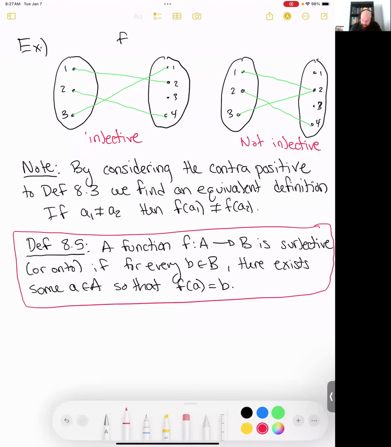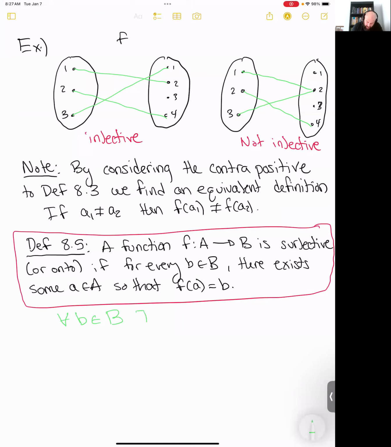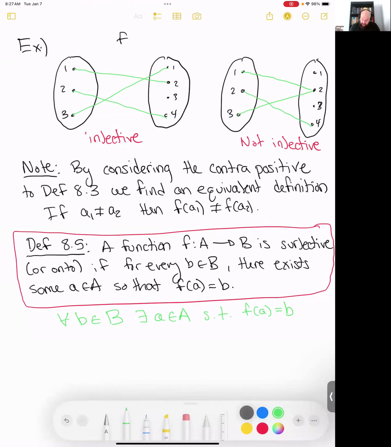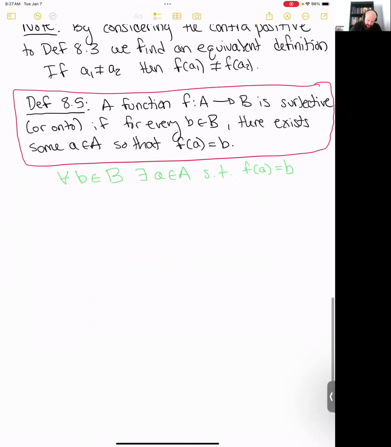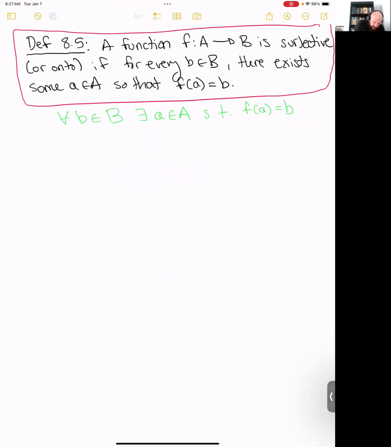And again, in this more quantified way, I could say for all b in B, there exists an a in A such that f of a equals b. Okay, so everything in the codomain needs to be hit by some image under the function. All right, let me give myself a little bit more room here. And now we just want to look at an example that is a surjection and one that isn't, right? So just to make sure you understand what this is getting at.